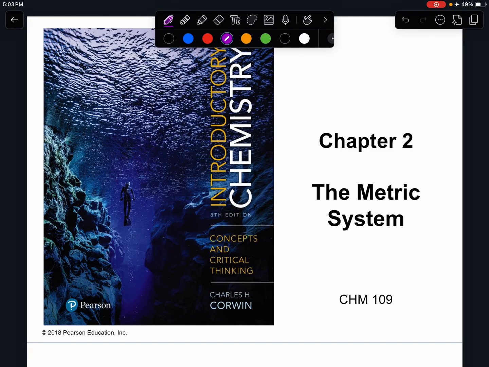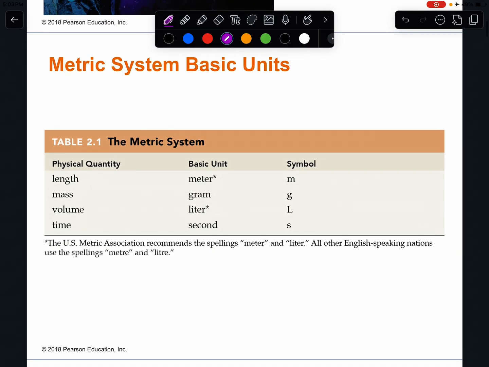In today's lecture, we're going to focus on Chapter 2, called the metric system. The metric system has basic units, and we are going to add prefixes to these units. So we're going to see meter, gram, liter, and second, and then we can add prefixes such as kilo, micro, mega, giga, and we'll get to those as we go through here.